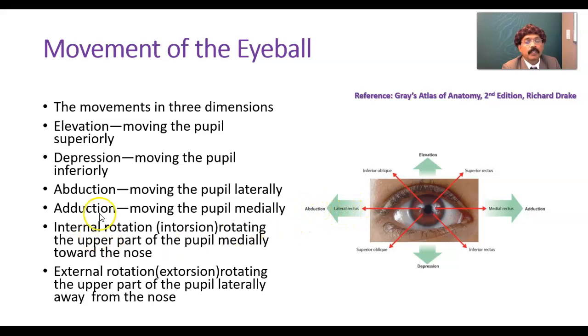Here the lateral rectus is making the abduction. Internal rotation, intorsion: rotating the upper part of the pupil medially towards the nose. That is intorsion. Extorsion: rotating the upper part of the pupil laterally away from the nose, that means towards the temple. Okay, these are the movements of the eyeball, these are the movements in 3 dimensions.